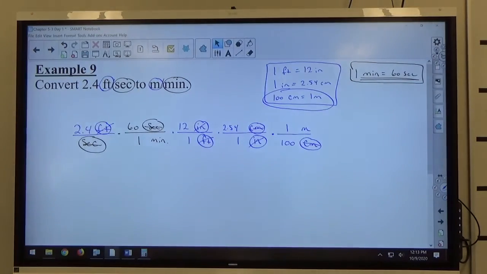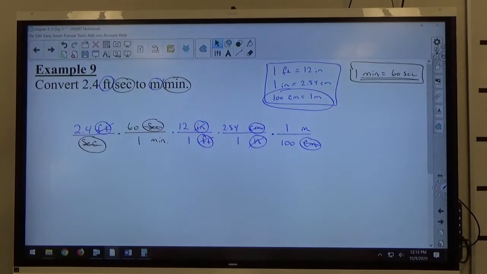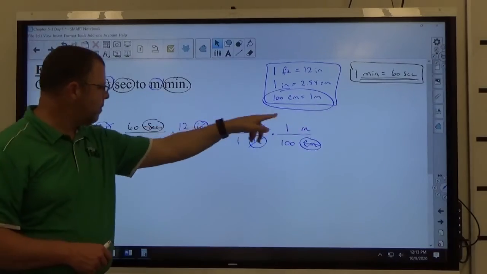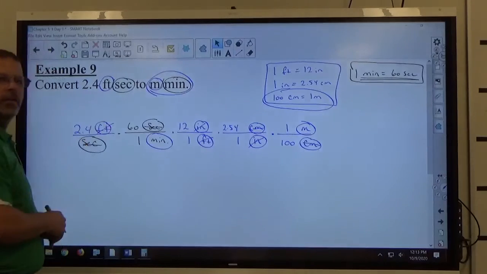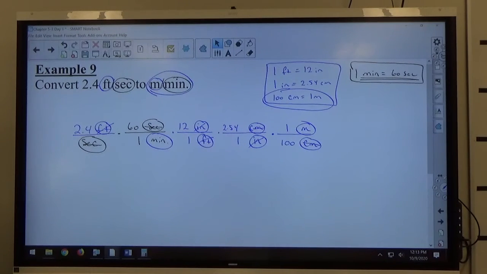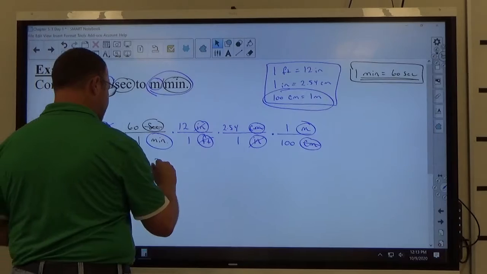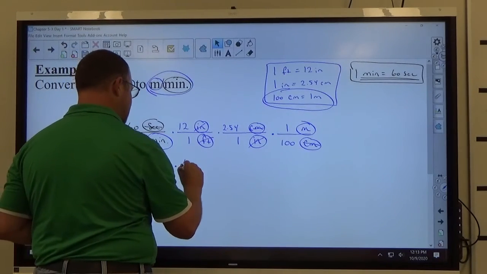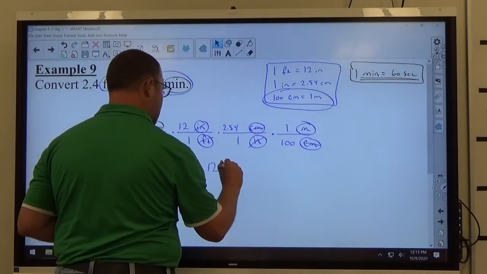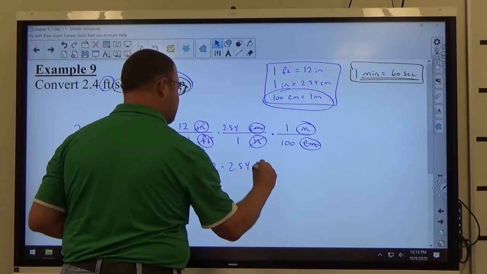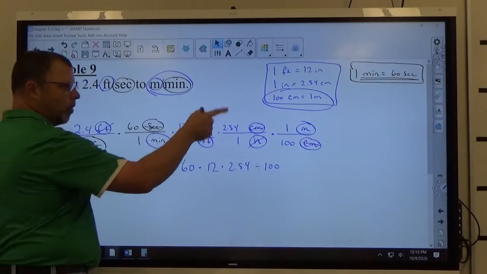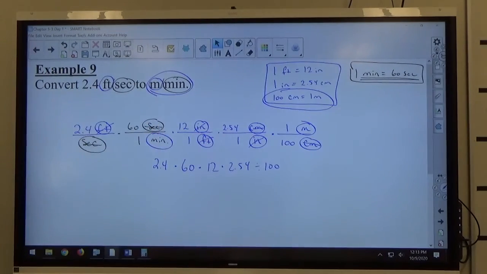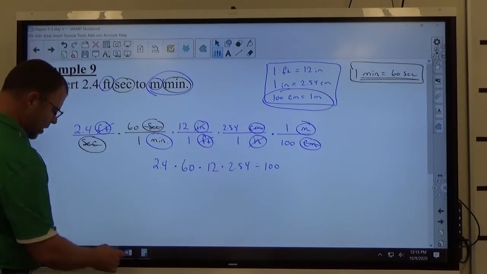So that entire sequence is how I'm going to convert from that first unit, feet per second, into the second unit, meters per minute. Notice, meters on top, minutes on the bottom. The end result of all this unit conversion gets me the correct unit on my answer. I just need to get the number with it, so it's going to be 2.4 times 60 times 12 times 2.54 divided by 100. All the ones do nothing; 1 times 1 makes the same number, divided by 1 makes the same number.